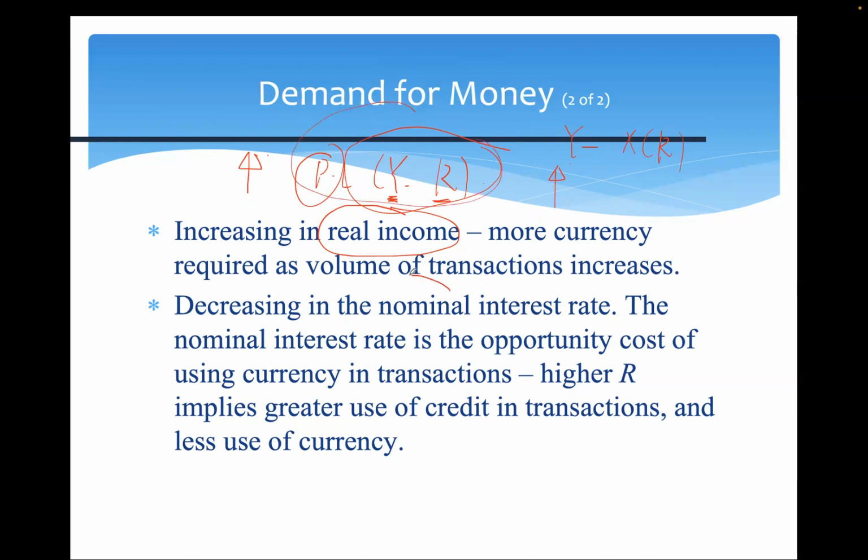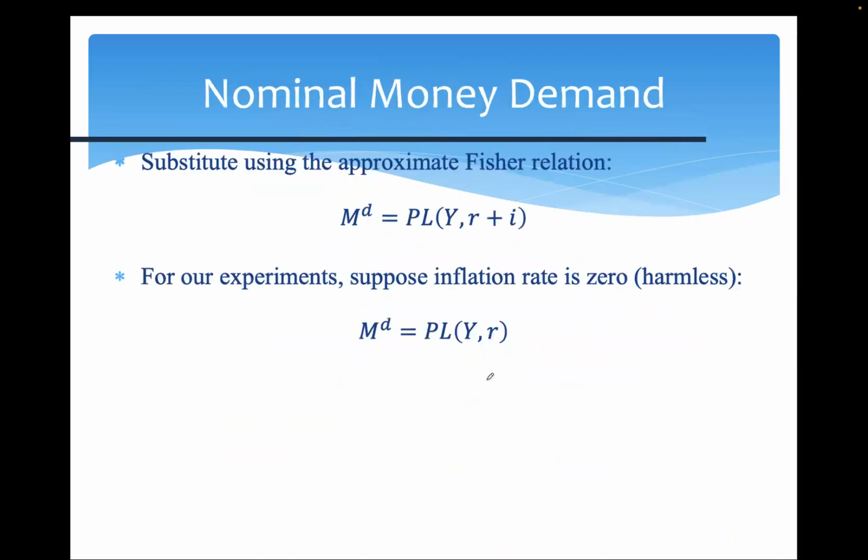Now let's look at the nominal interest rate. We just talked about an increase, but a decrease is just the opposite. So if R increases, this term is going to increase, and then this term is going to decrease, right? To summarize, if Y increases, money demand increases; if R increases, money demand decreases. Those are the two key terms that matter to money demand.